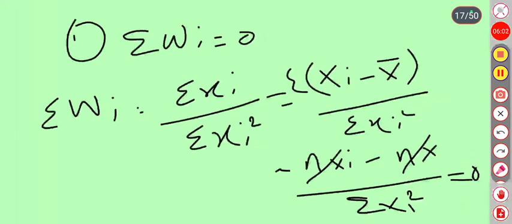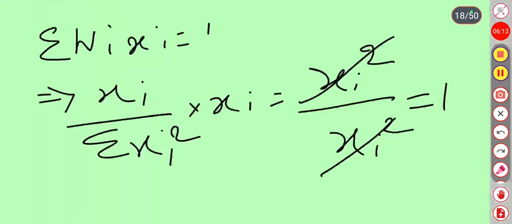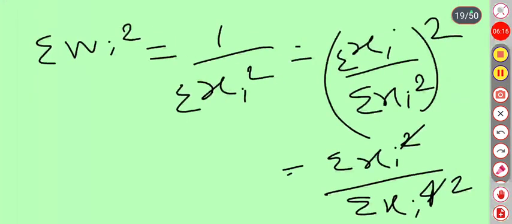We know that summation wi is equal to 0. We proved how to get summation wi equal to 0. Next, summation wi xi is equal to 1, already proved. And summation wi square is equal to 1 by summation xi square, that is also proved.